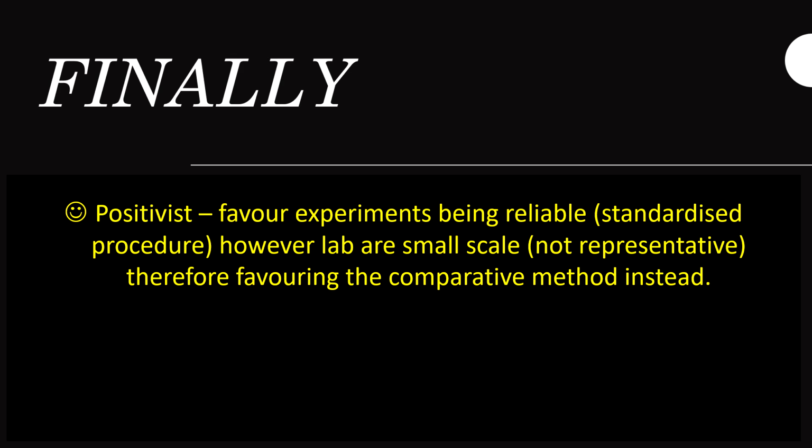Positivists, they favour experiments. They argue that they are reliable with a standardised procedure. However, due to lab experiments being small scale, they do not become representative. As a result, they favour the more comparative method instead, such as Durkheim with his classic study of Le Suicide, and he used that to prove that sociology should and can be a science.